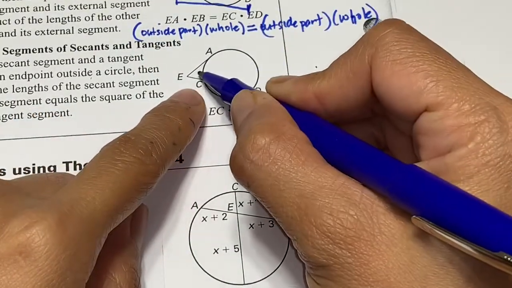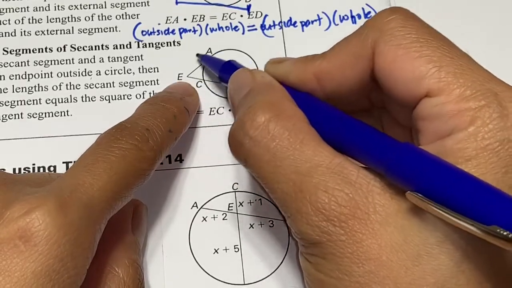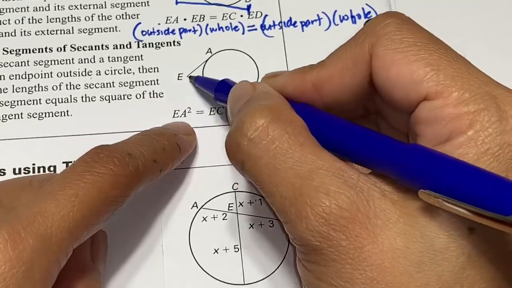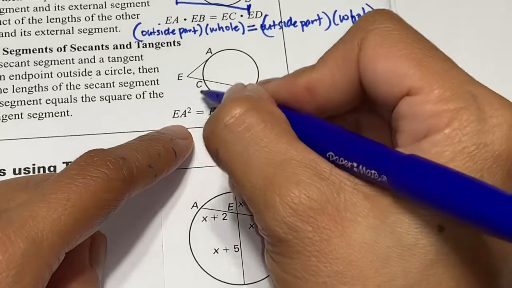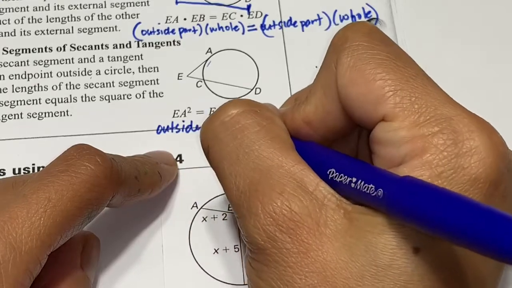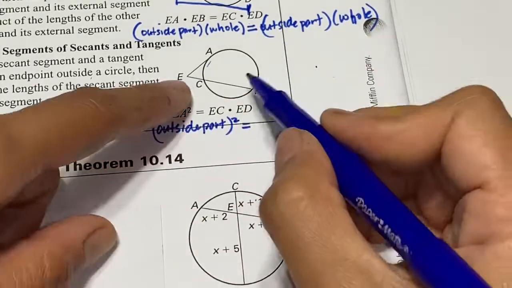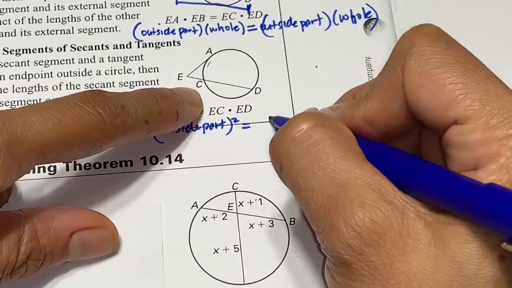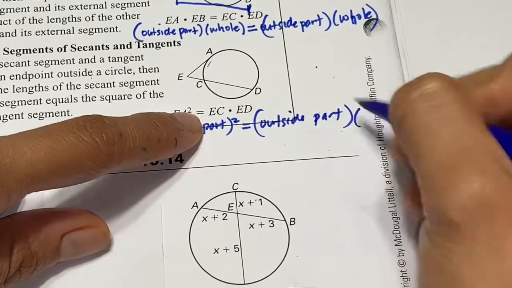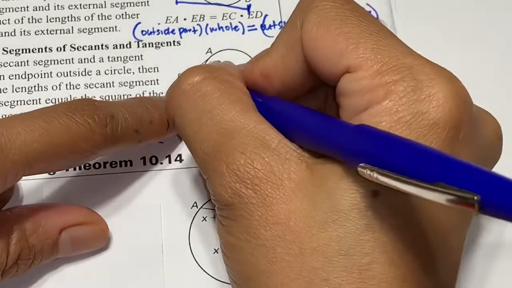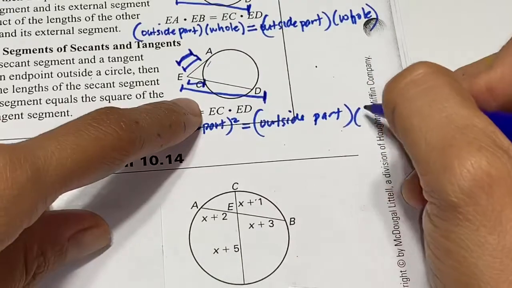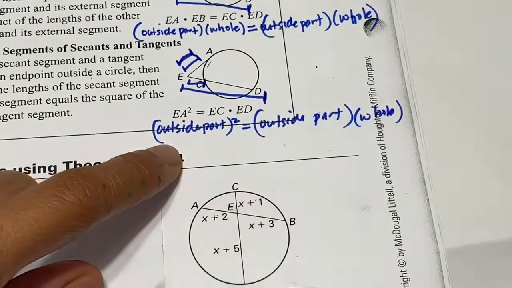This one here, because outside and whole are the same, right? This is the outside piece and the whole piece. You just square it. EA times EA. Outside and whole is the same. So take the outside part squared. Squared equals, then again the outside part, which is EC, times the whole. The whole is ED. That's what the rule says.